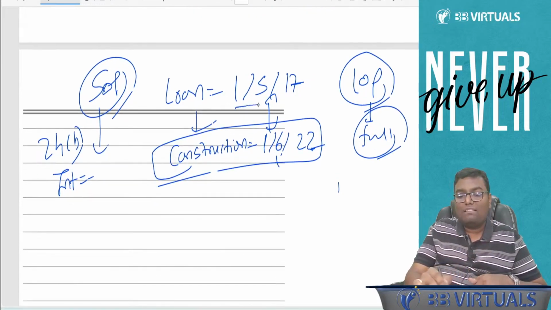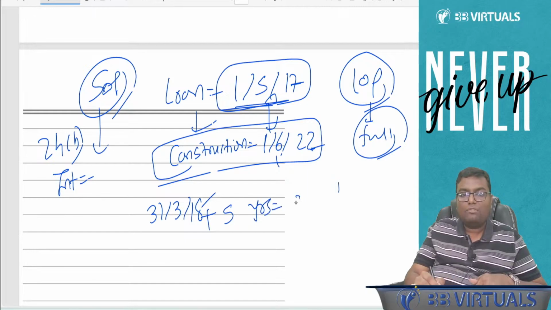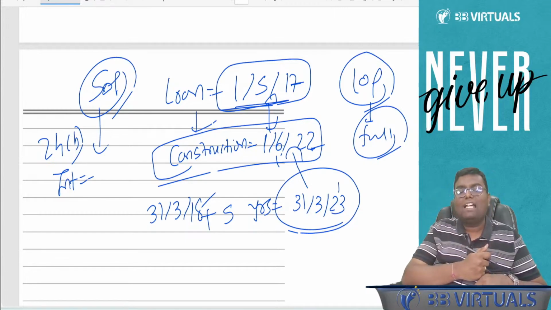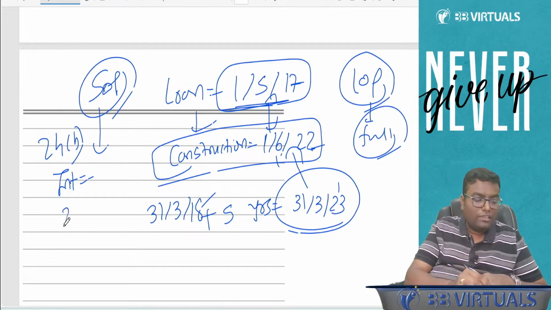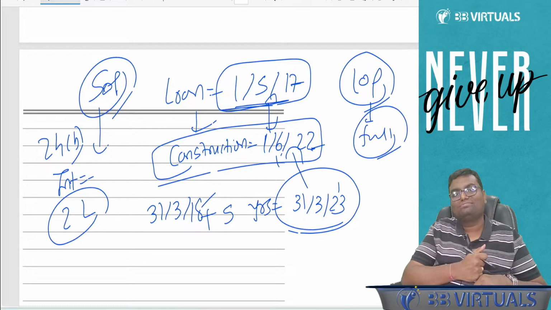First, you have to see what is the end of the financial year in which loan is taken. Can I say loan is taken 1st May 17? So end of the financial year is 31st March 2018. Plus you have to add 5 years, that comes to 31st March 2023. Prior to this date your construction is completed, and that means you have fulfilled both the conditions. Your deduction of interest will be rupees 2 lakh and not just 30,000.